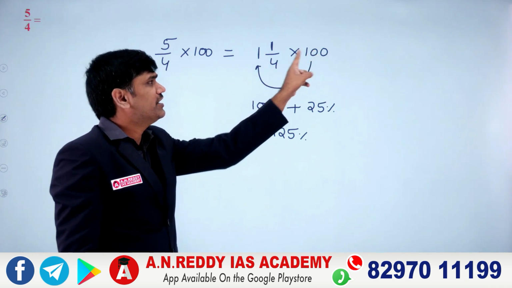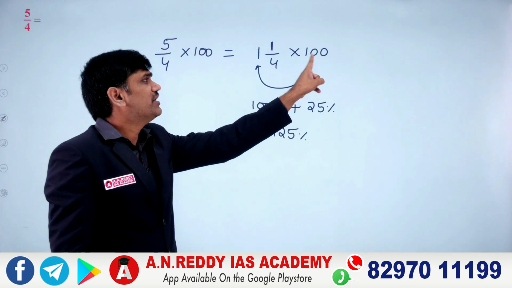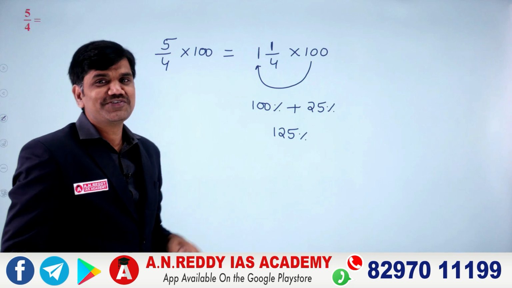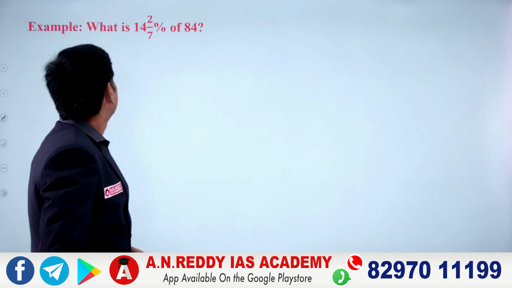So if at all the numerator is more than the denominator, divide it. Then individually you take 100 into 1, which will give you 100%, and 100 into 1 by 4, which will give you 25%. Together it will be how much percent? 125%. Like that we can manage.